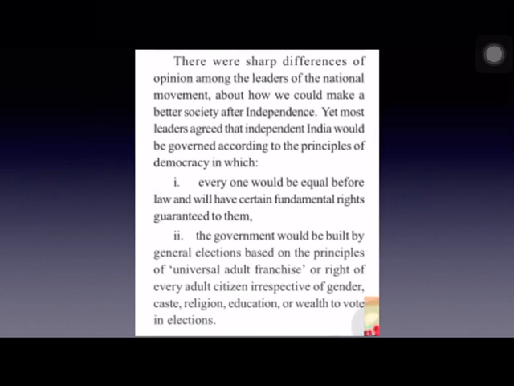I hope you know universal adult franchise. If all the people who are eligible are given the right to vote, it is called universal adult franchise. If the right to vote is given to all the people, irrespective of their caste, religion, sex, etc., it is called universal adult franchise. That means all the eligible people will take part in the elections.